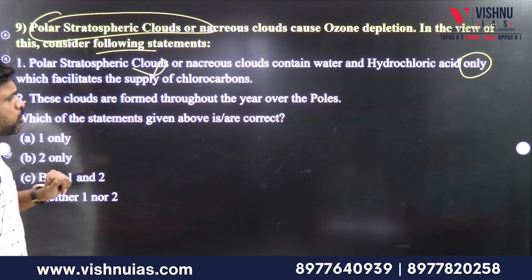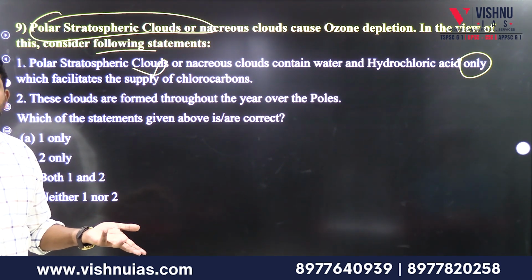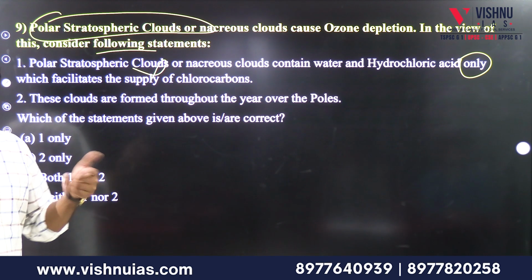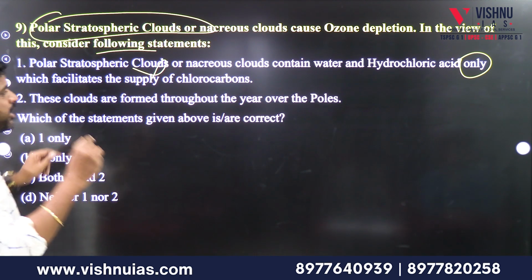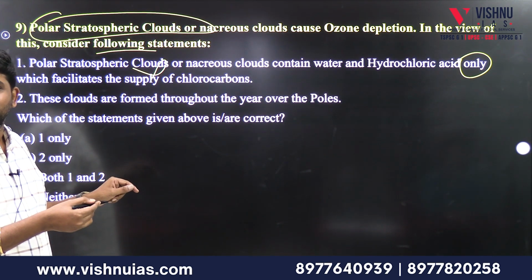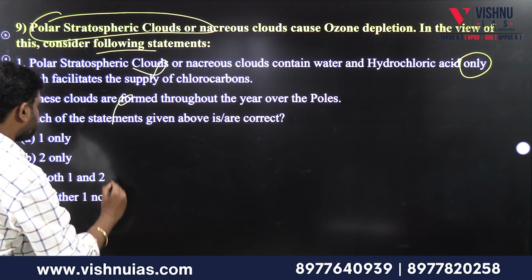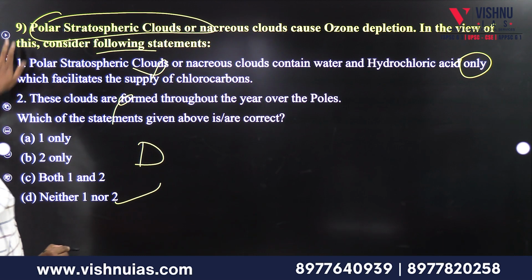These clouds are formed throughout the year. No, nothing can be formed throughout the year. Nothing can be uniform. Nothing can be throughout the year. That is also wrong. Throughout the year is also an extreme sentence. Hence, neither nor. Answer is D.